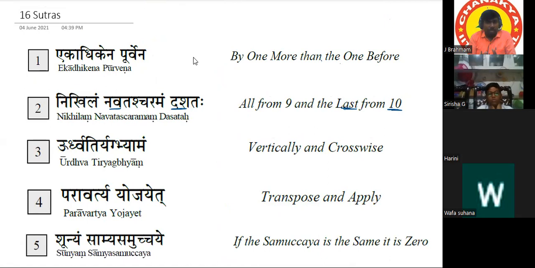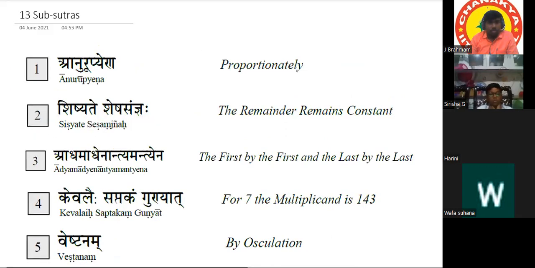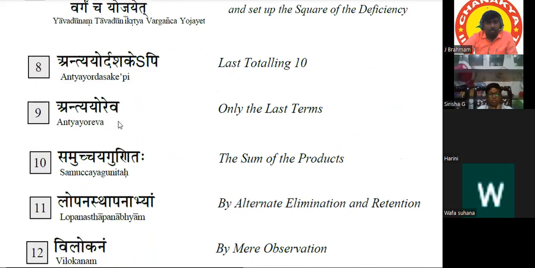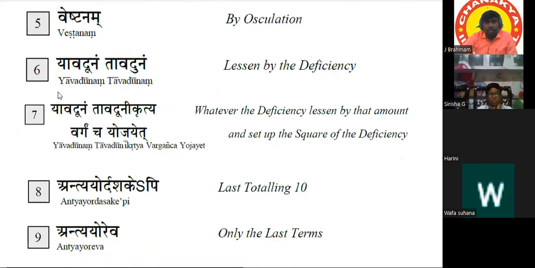Suppose we are doing one multiplication operation. In that situation, which sutra is applicable, I will mention that sutra. So we are not following this order to learn. We will follow our order, like additions, then subtractions, then multiplication, then division, then squares, square roots, cubes, cube roots. As and when the situation comes, I will introduce that sutra. Next, sub-sutras. These are the 13 sub-sutras. Anurupyena. I will introduce the sub-sutras also when the situation comes. I will send this PDF and you can read them out.